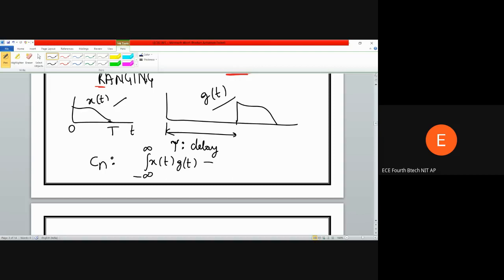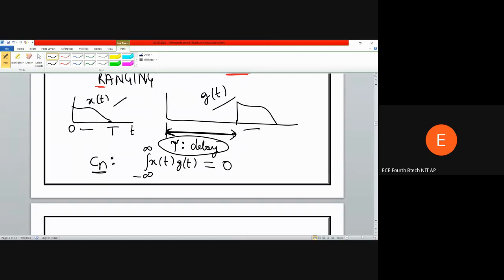At least one person. 0. That's right. Thank you. 0. Fine. What does this mean? Even though the two signals are the same, because they are displaced, or have a delay of tau units, it is saying that there is no correlation between the signal x of t and g of t, but actually there is a correlation.